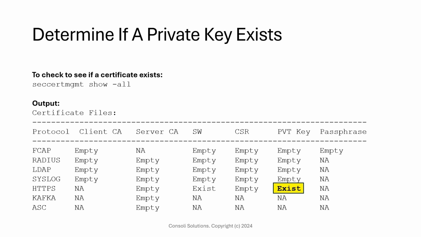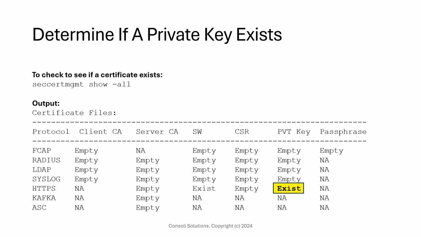From an SSH session with the management interface, just type the seccertmgmt show -all command. Scroll down to the certificate files section. That'll be a little lower in the output. Look for the private key column in the HTTPS row. In this example, HTTPS has already been configured with a private key. I know this because "exists" is in the cell. There is no need to do anything else.